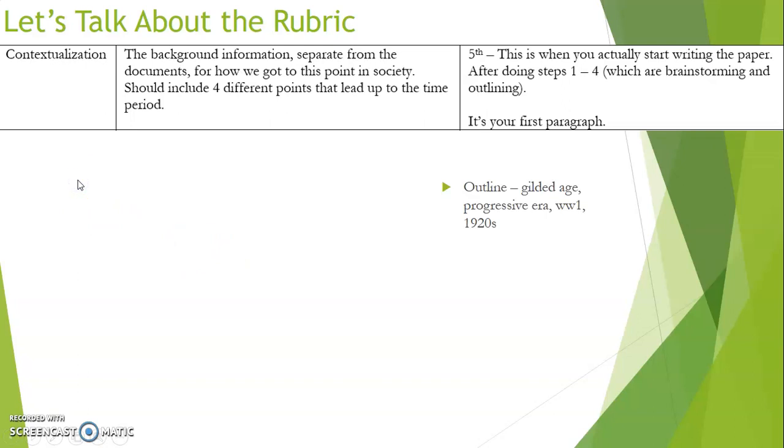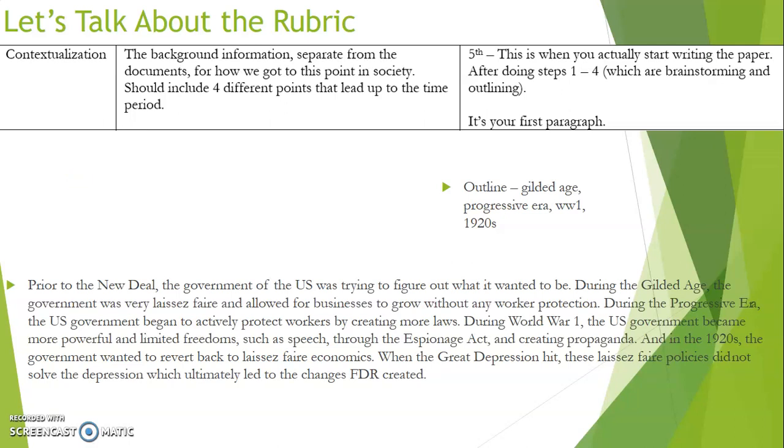So I'm going to talk about the Gilded Age, the Progressive Era, World War I, and the 1920s. You need to have, again, 4 points. I want you just to pause this and read this because I'm actually running out of time on my video software that I'm using, and you can read this on your own and see how I did the contextualization.